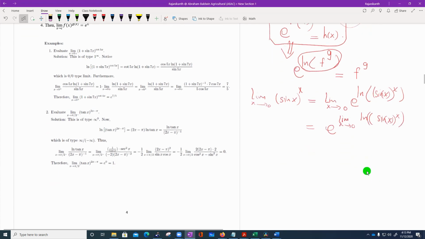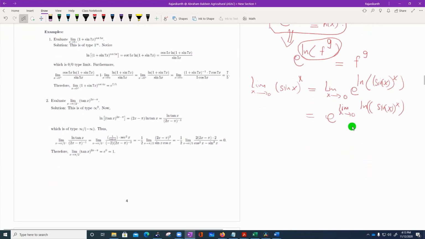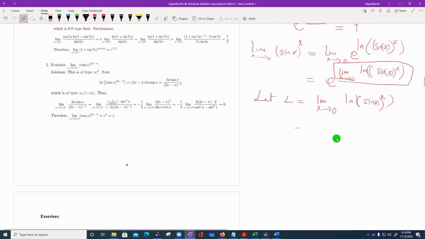Okay. Now your task is to find this piece. So let L be the number which is the limit as x goes to 0. I'm focusing only on this piece, right? Forget about e for the time being. Only find the limit of this guy. So I'm keeping that as one number, L. Okay, so your task is to find this limit. So now, how do you find these limits? Okay, use some log properties.